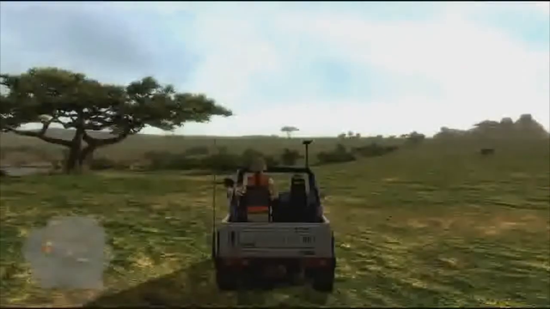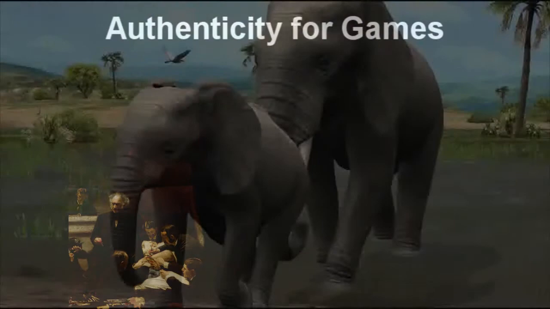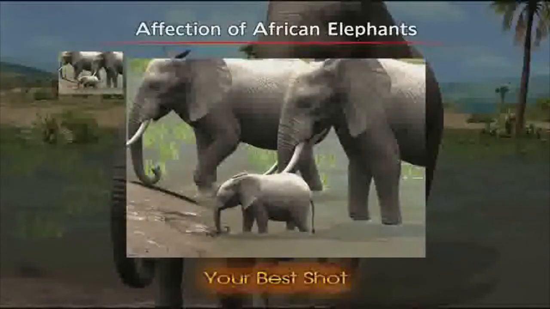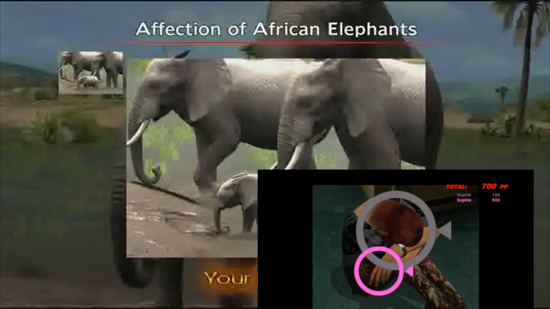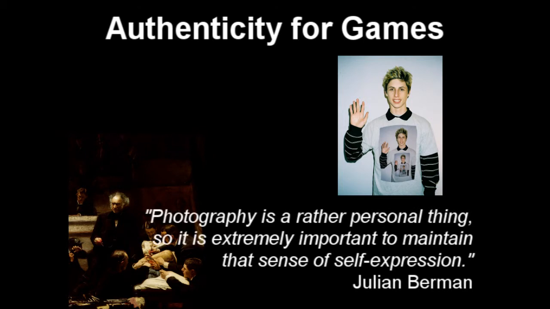The problem with Afrika is that it doesn't allow you to choose which photographs you can use to progress. That is decided by the game, as it has a hidden scoring system, kind of like the one used in Dead Rising's photography mode. This removes all forms of self-expression. Photographer for the hip-hop group Odd Future, Julian Berman, states that photography is a rather personal thing, so it is extremely important to maintain that sense of self-expression.